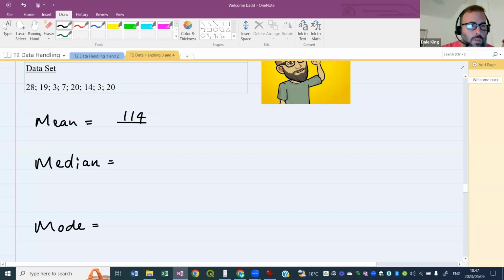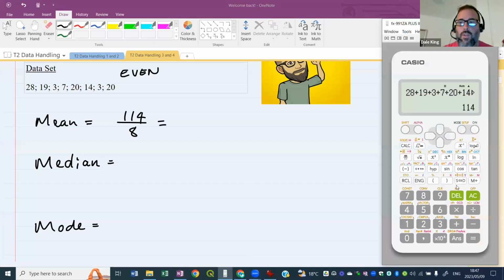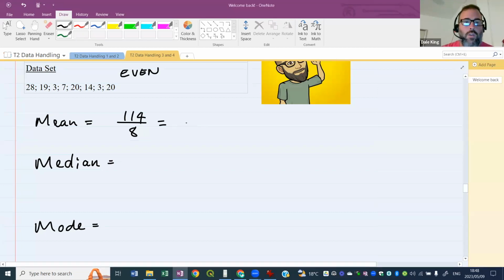And we have 1, 2, 3, 4, 5, 6, 7, 8. Ah, that's an even data set. I'm just going to write that there. There's 8 numbers in here. So we need to say 114 divided by 8. So 114 divided by 8. And we get 14,25. Well done.